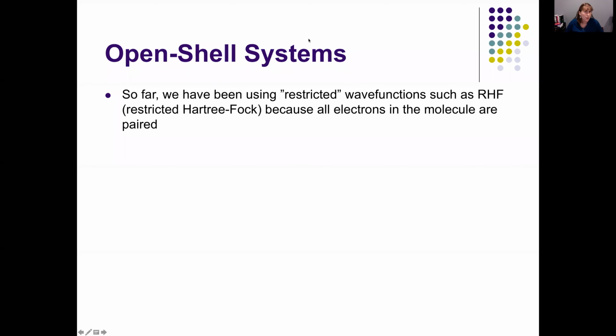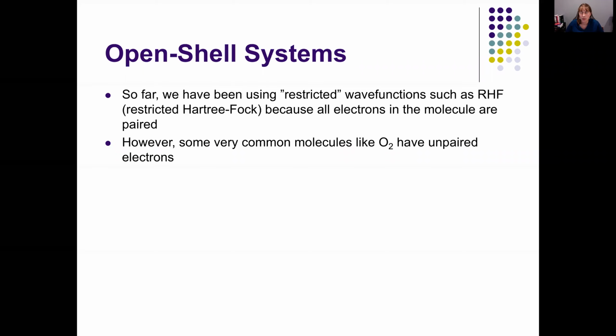So up to now, we've really been dealing with something called restricted wave functions. They're called restricted because all of the electrons in the molecules are paired. They're restricted to be in the same orbitals as the corresponding alpha or beta electron. But of course, we're going to talk about a lot of common molecules like oxygen and other molecules that have unpaired electrons. And so we need to be able to treat these unpaired electrons.